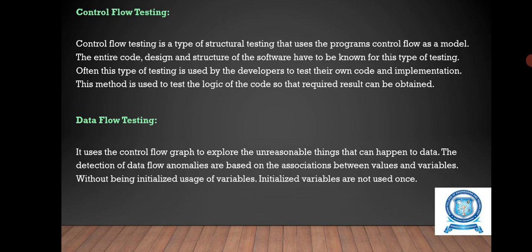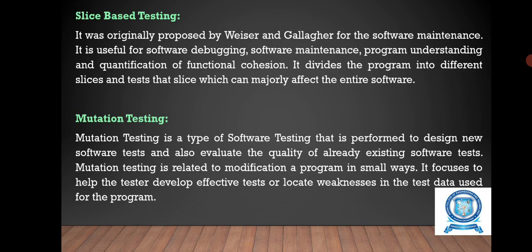Data flow testing. It uses the control flow graph to explore the unreasonable things that can happen to data. The detection of data flow anomalies is based on the associations between values and variables. For example, usage of variables without being initialized, or initialized variables that are not used even once.